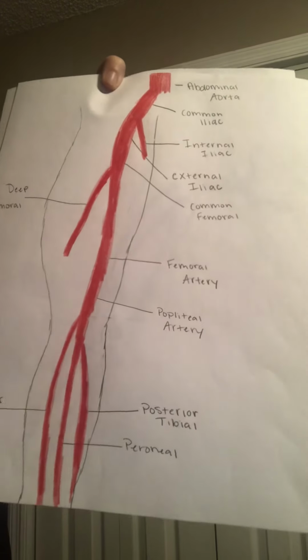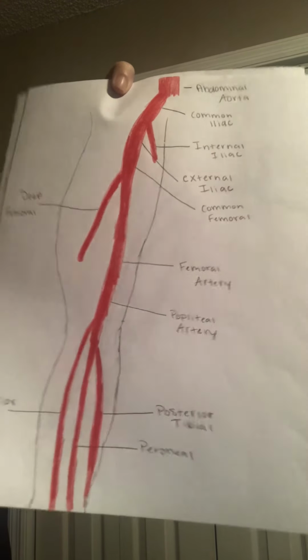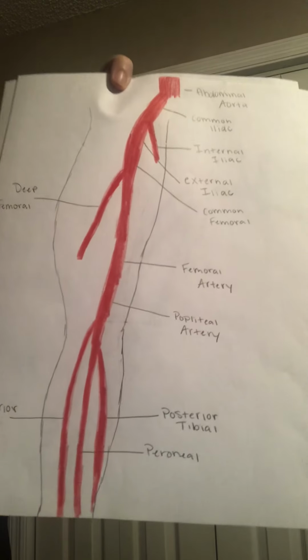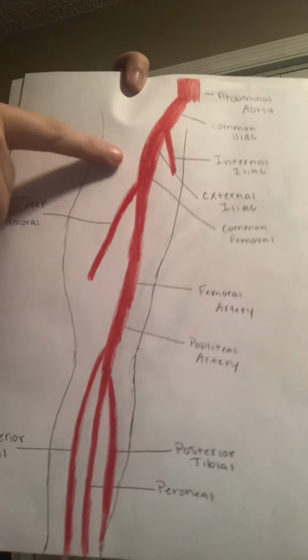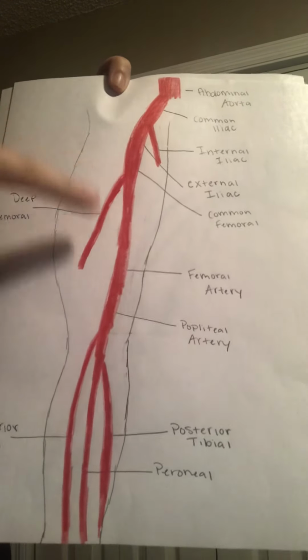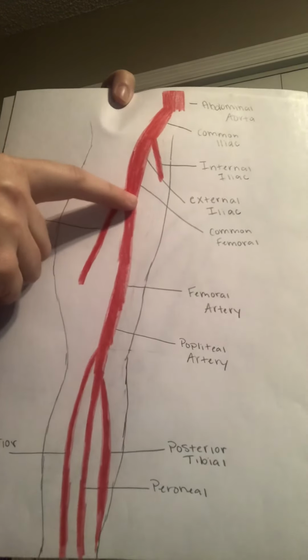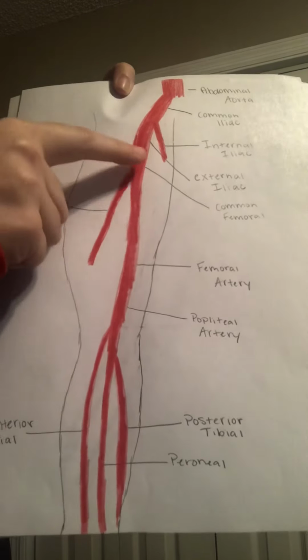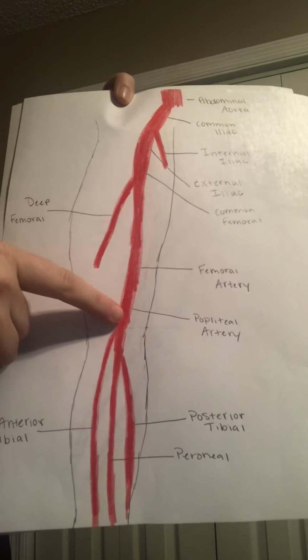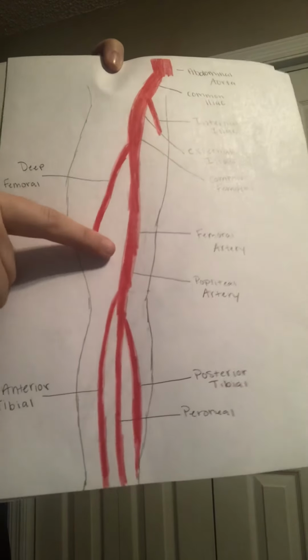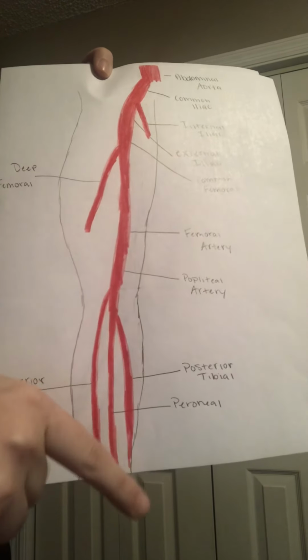We're going to be focusing on the external iliac and the branches off of that. From your external iliac, it's going to turn into your common femoral, which is right here. From there, it's also going to bifurcate into your deep femoral or your femoral artery or your profunda. That's going to go into your popliteal artery, which is right behind your knee. And from there, it's going to branch into three branches.